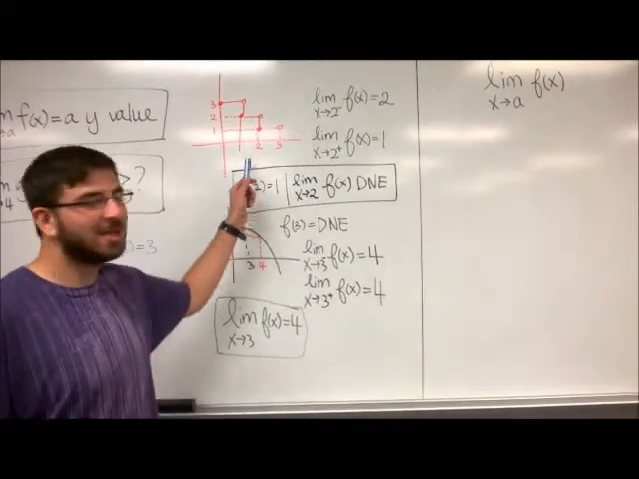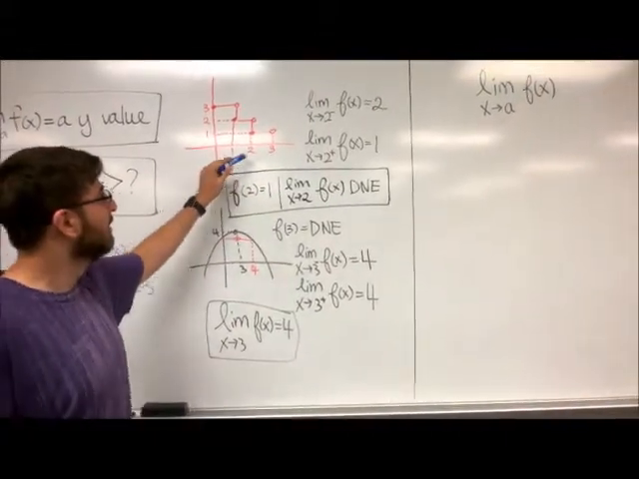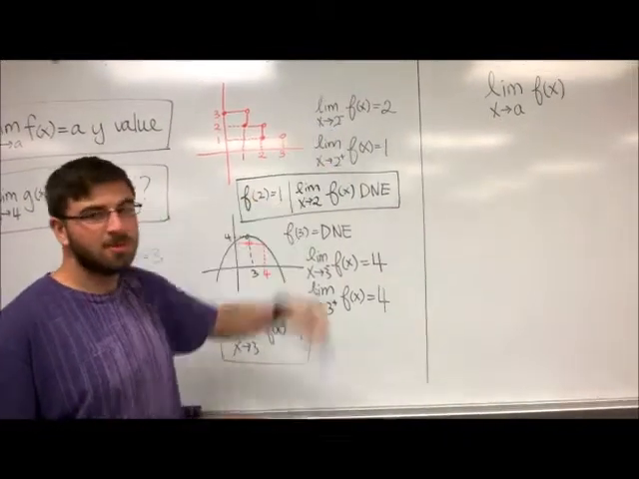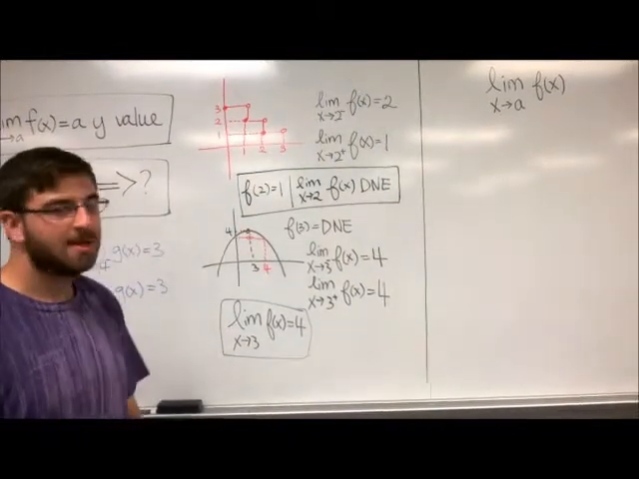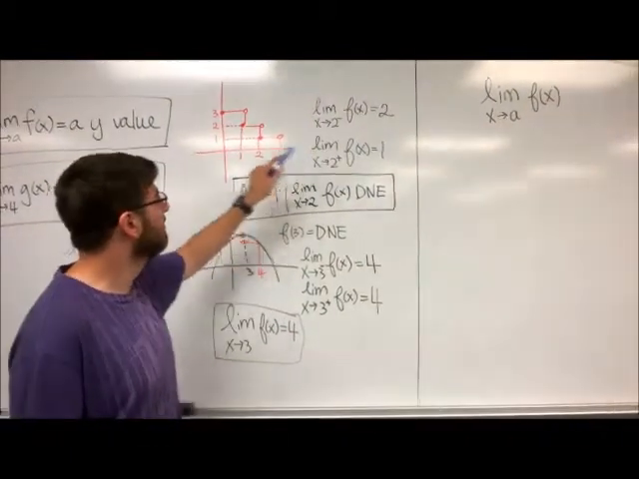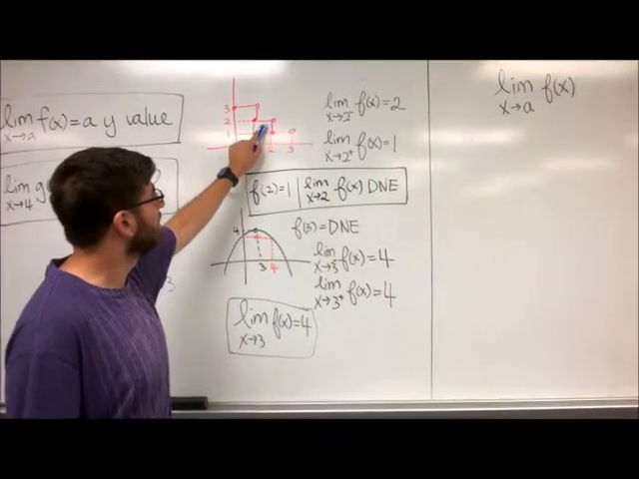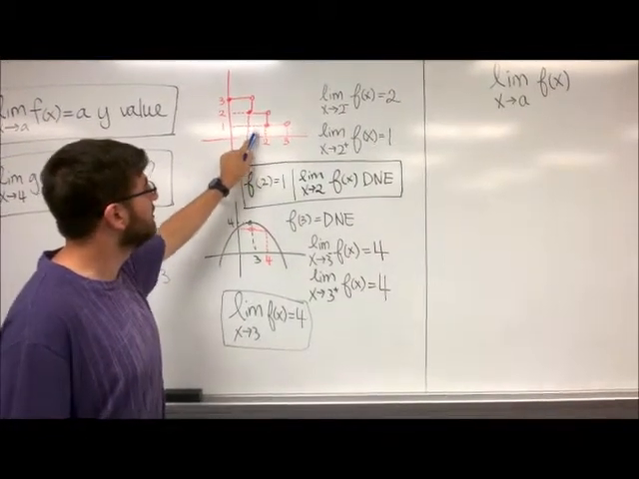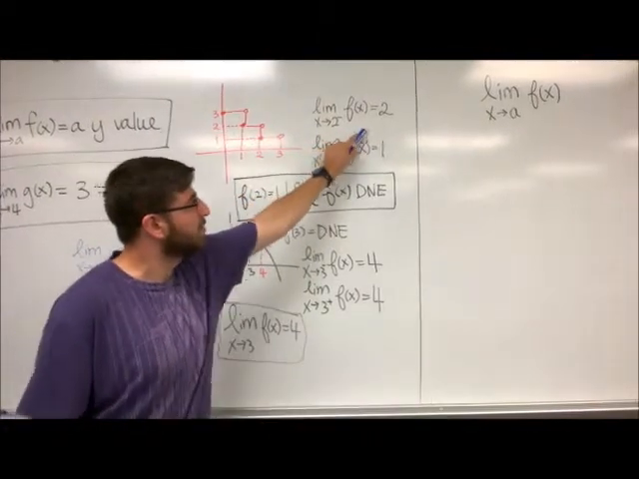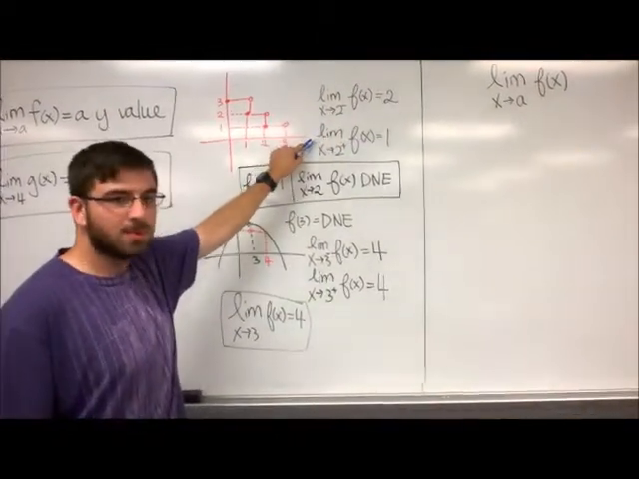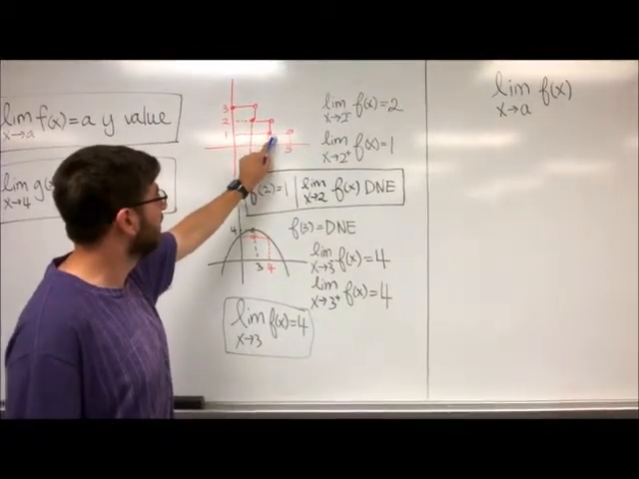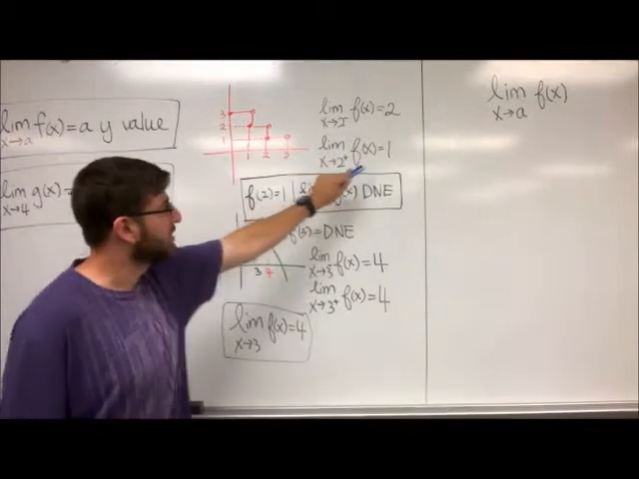Alright, now we're going to look at an example of a limit, as x approaches 2. We have to look at this from the left side as well as from the right side. As x approaches 2 from the left side, which would be right here, the function is up here. So that means it would be 2. But as x approaches from the right side, we are at 1. So that means it would be 1.